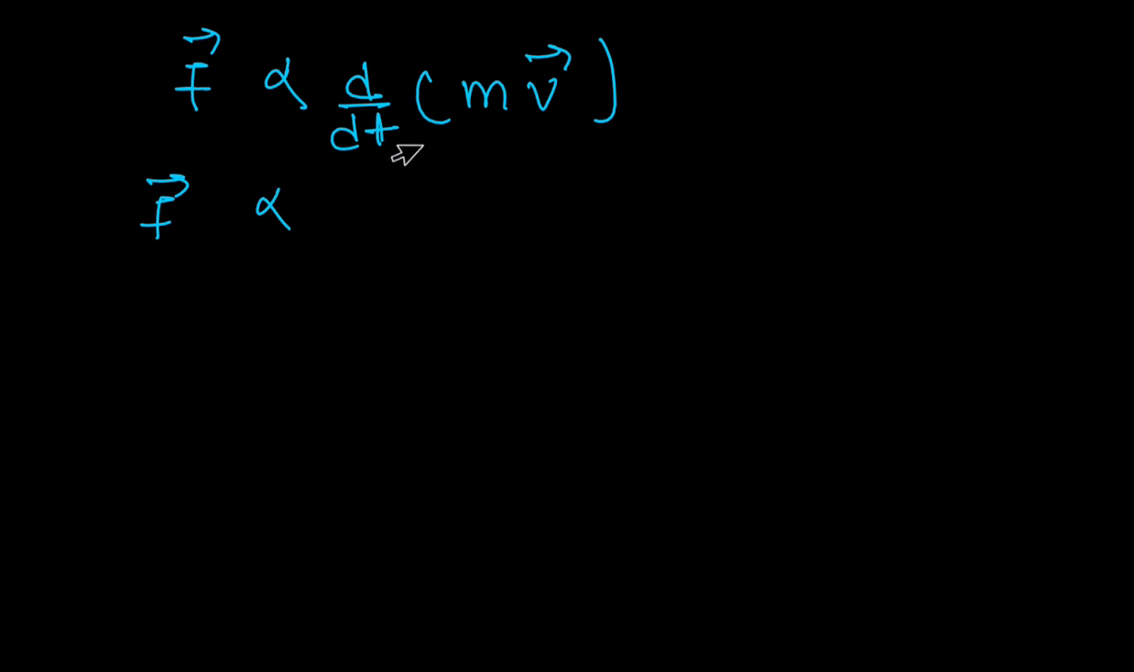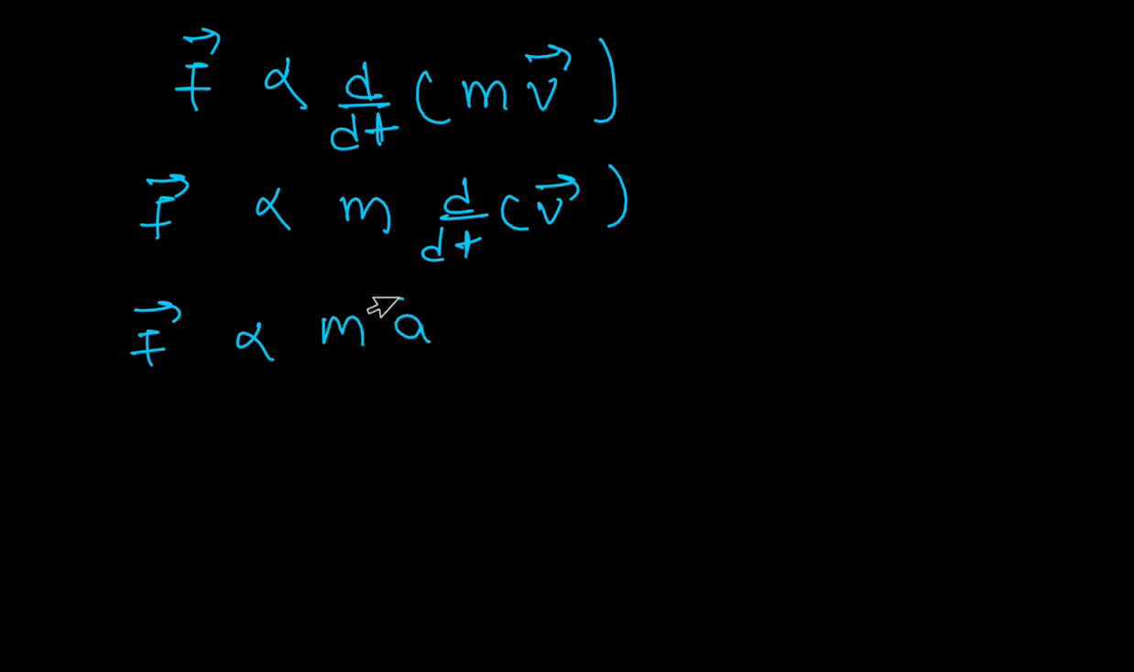If you have studied the laws of derivative, then m is constant and we can take it out. So this becomes m d by dt of velocity, and this is nothing but acceleration, as rate of change of velocity is acceleration. So this becomes F directly proportional to m into a. And when we measure force in Newton, mass in kg, and acceleration in meter per second square, that is when we measure these quantities in SI unit, the proportionality constant comes out to be 1.